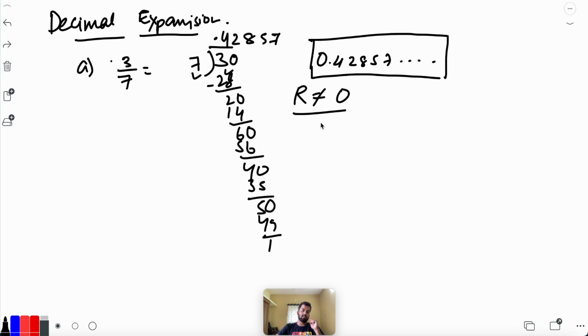So what does it mean if you are not getting r equal to 0? This fraction is what? Non-terminating. Think about it. Non-terminating is what? If you are not getting r equal to 0, see, this part will go on infinite times. I don't know when it will stop. Maybe it will not stop also, right? So what is that? Non-terminating, right?